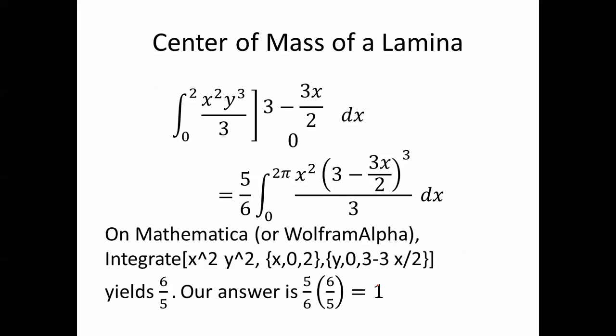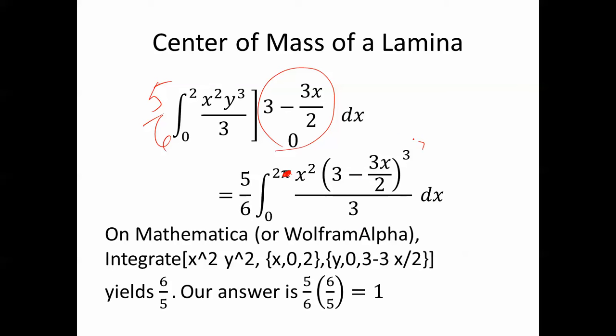We end up with x squared y cubed over 3, and we let y go from 0 to 3 minus 3x over 2. So again, I left it off over here. I should have included it. We have a 5/6 on the outside. So we have 5/6 times the integral from 0 to 2. Oh my gosh, there's no pi over there. What on earth am I thinking? Times the integral from 0 to 2 of x squared, 3 minus 3x over 2 cubed, all over 3.